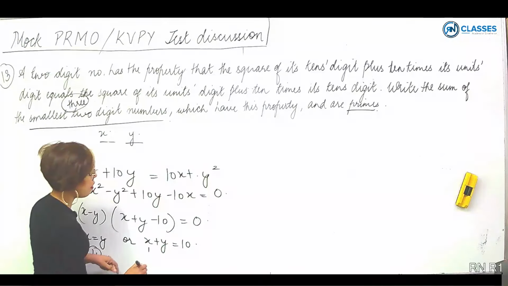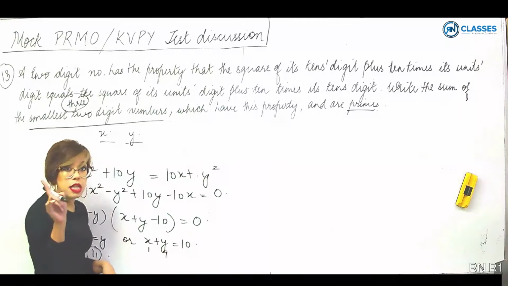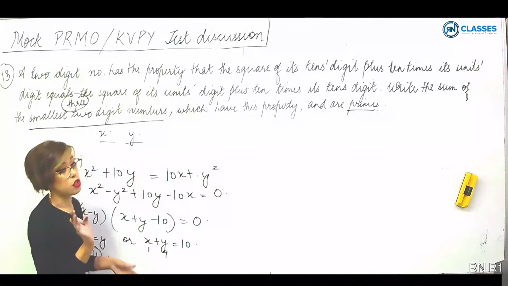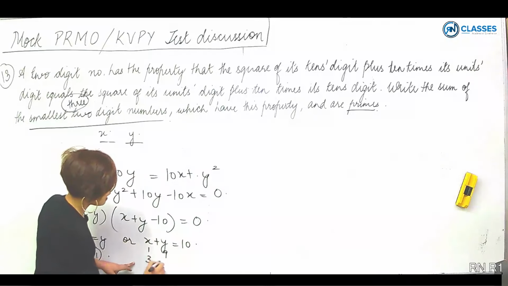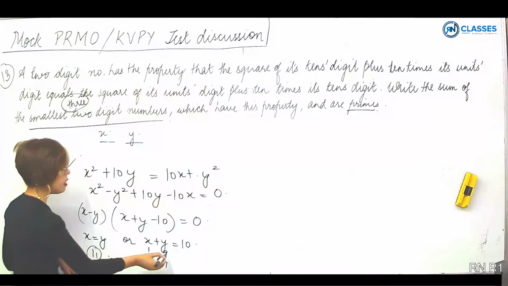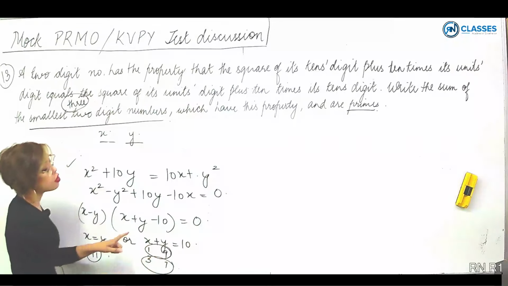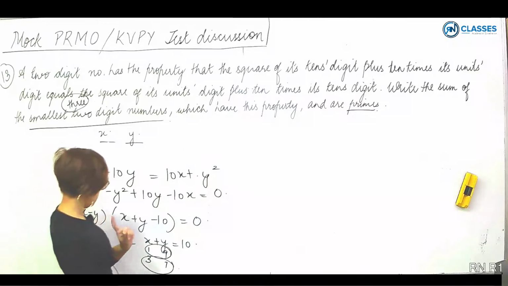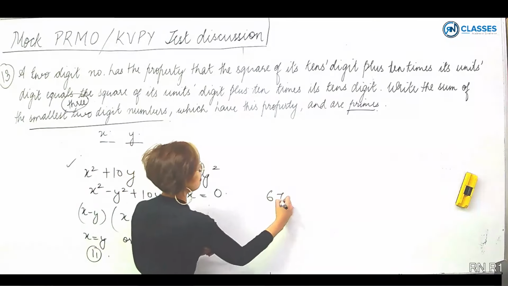So if x is 1, y is 9, 19, which is a prime number. Then if x is 2, y is 8, 28, which is not a prime number. Then 3 and 7, 37, which is a prime number itself, right? So 11, 19, 37, these are the smallest two-digit numbers and I can find the sum. And the answer turns out to be 67.